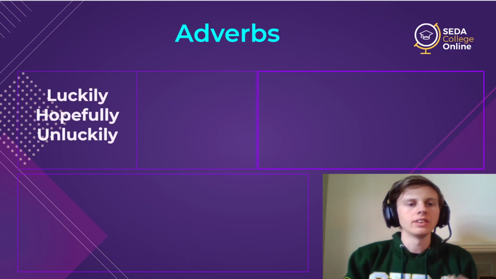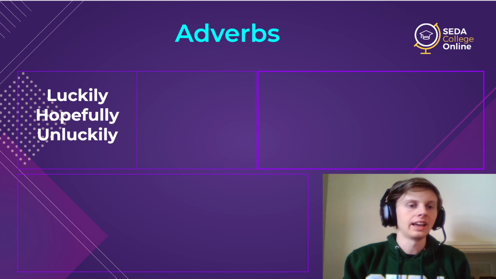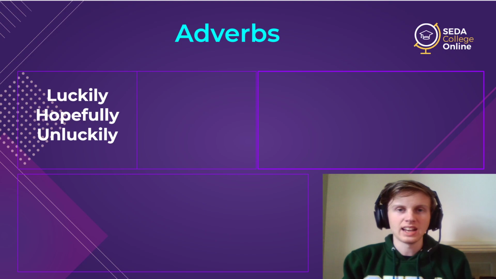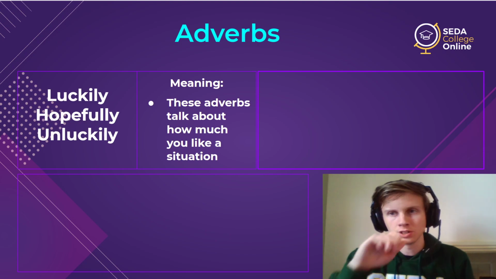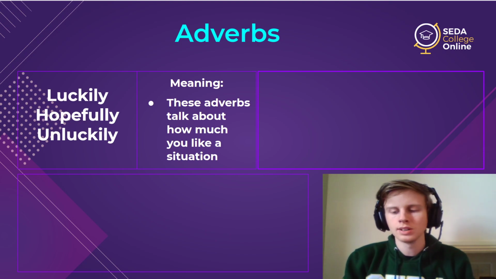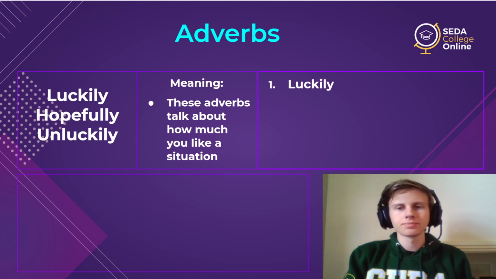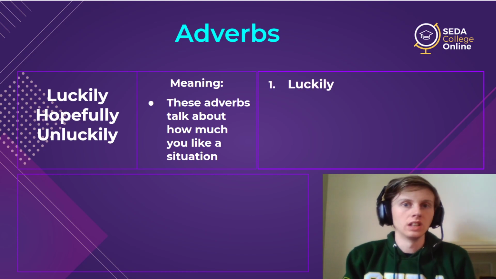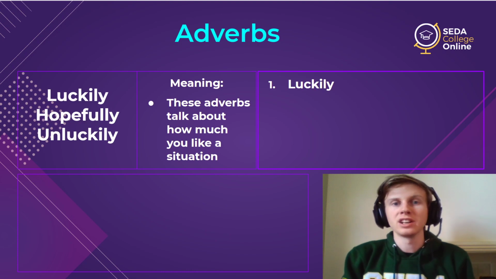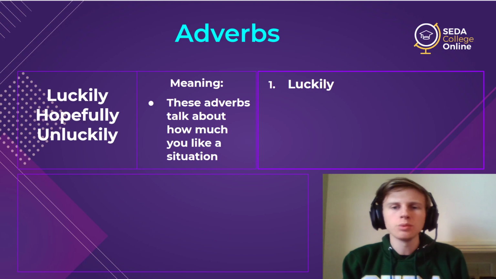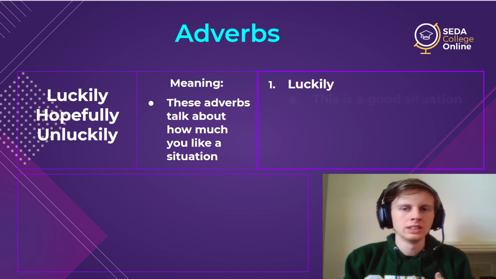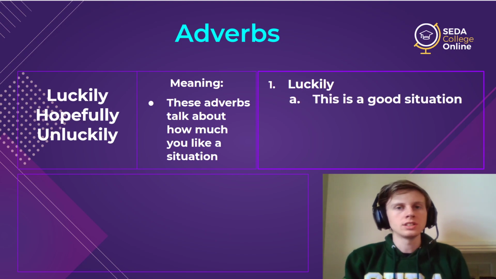All right. So let's look at the next category. And then we have luckily, hopefully, and then the opposite, unluckily. So now these talk about your desires, what you like, what you don't like. So these are talking about how you feel about a situation. Is it something you want? Is it something you don't want? So luckily, of course, you know the idea of luck, kind of chance. But when we use the adverb luckily, we're really talking about more how I feel. So it's really just to say this is a good situation.